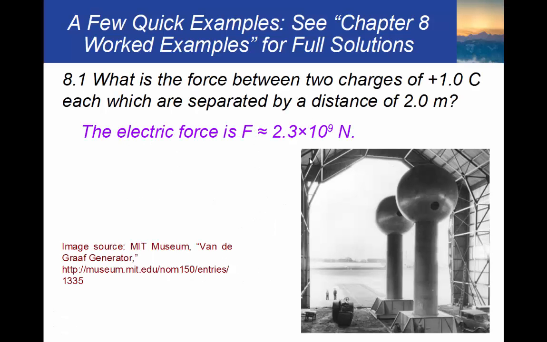It might be instructive for some of you to go back and review Newton's law for gravity and rework this problem in terms of what's the gravitational force between two masses of 1 kilogram each if they're separated by 2 meters. But I'll leave that as an exercise to the viewer. So in this case, our electric force is about 2.3 times 10 to the 9 newtons.